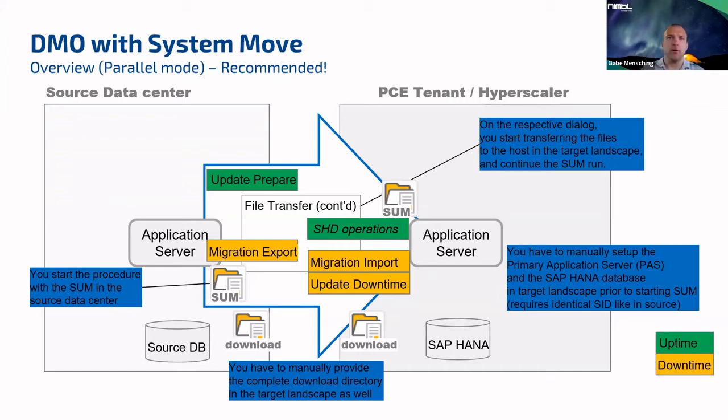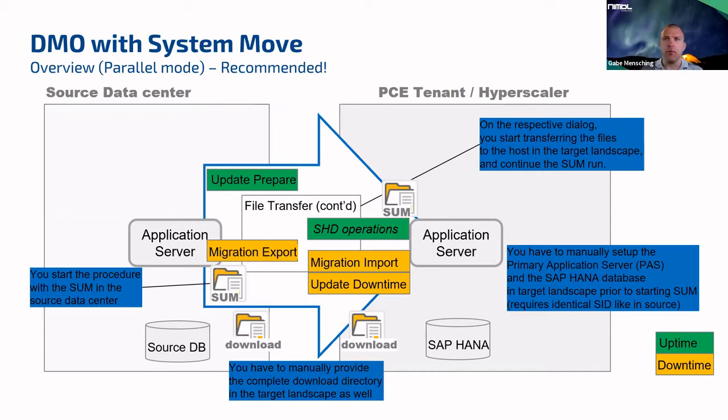Next is the parallel mode. Parallel mode is the recommended approach from SAP. So this transfer mode is based on a continuous data transfer to the target. So you'll run the procedure in your source system until you get to a specific dialog in the Software Update Manager. And this is all still in uptime.